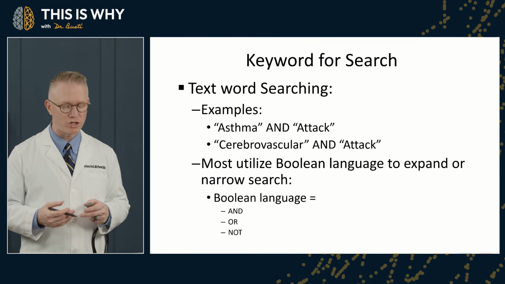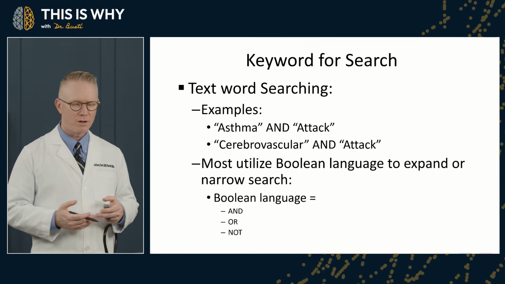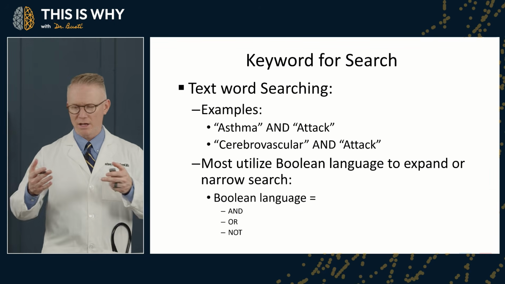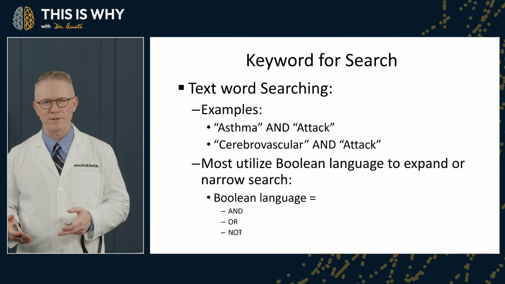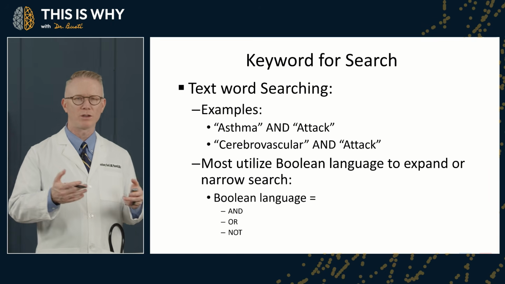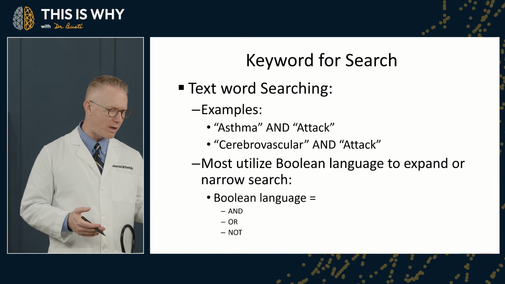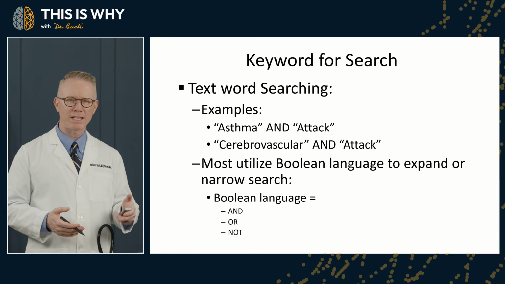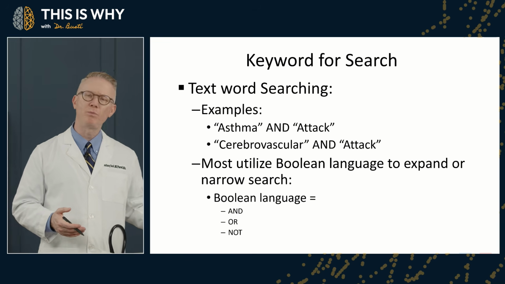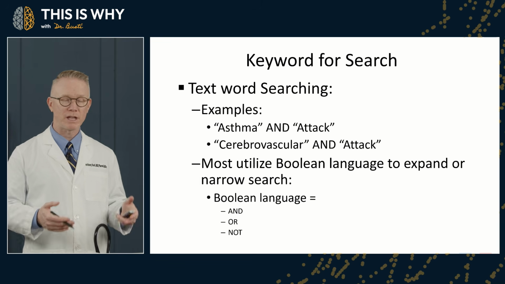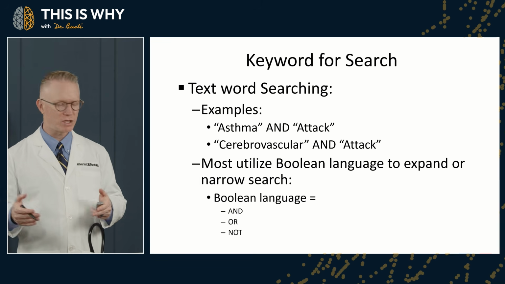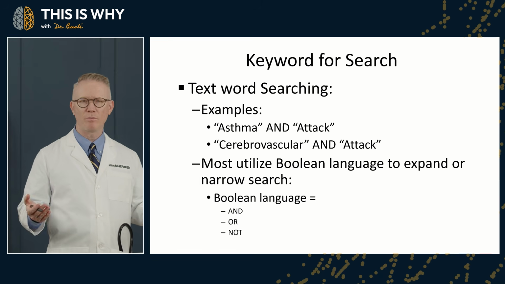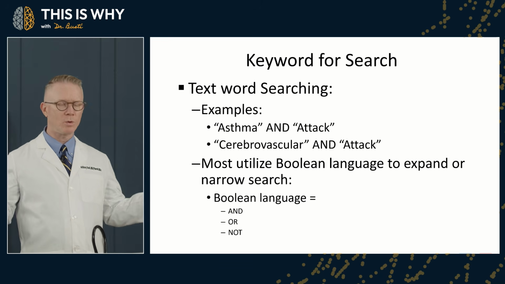Now, when we talk about searching, because we've got to go find the information, we set up those key elements of the question, we consider other terminology, we consider the thesaurus effect, and we're going to talk about that. But if you do text word searching, like here an example, asthma and attack, or cerebrovascular and attack, right? Those include both of those words, okay? So that's text-based searching. Most will utilize these types of things, it's called Boolean language, to expand or narrow in on our searches.